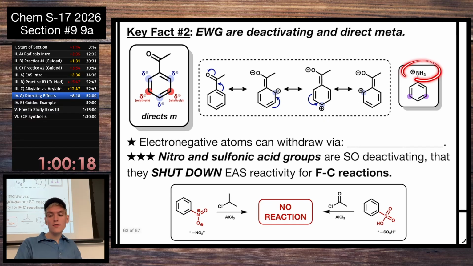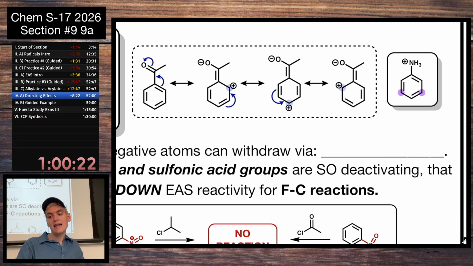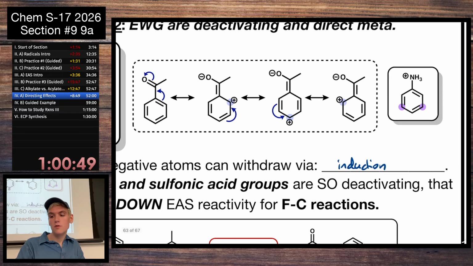Now, we can also have something withdrawing without resonance. So if we have an atom with a positive formal charge, how is this withdrawing? Via what? What are ways that we can withdraw electrons? Resonance and one other. Induction, yes. Remember, a positive formal charge functions like being really electronegative. It's going to pull electron density away.